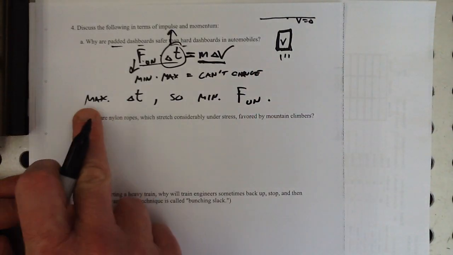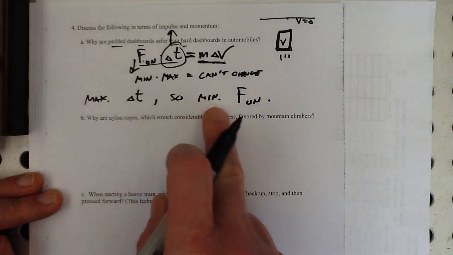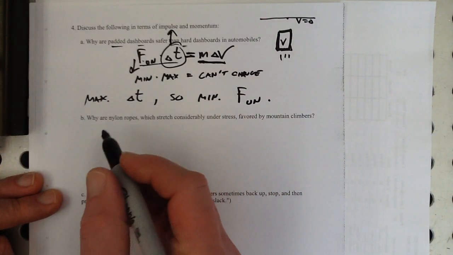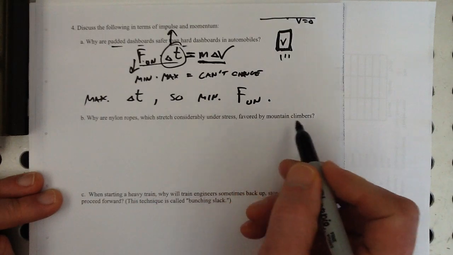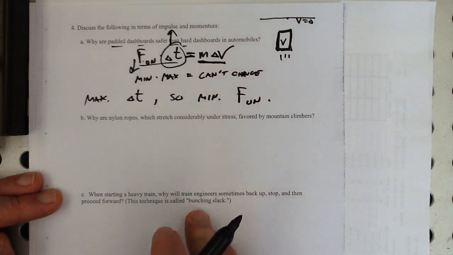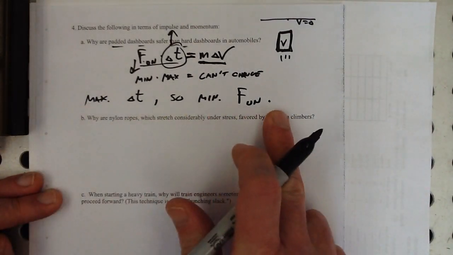So I'll just say it like this. We're trying to maximize the amount of time so that we minimize the unbalanced force. Why are nylon ropes, which stretch considerably under stress, favored by mountain climbers? Well, it's actually the exact same answer.